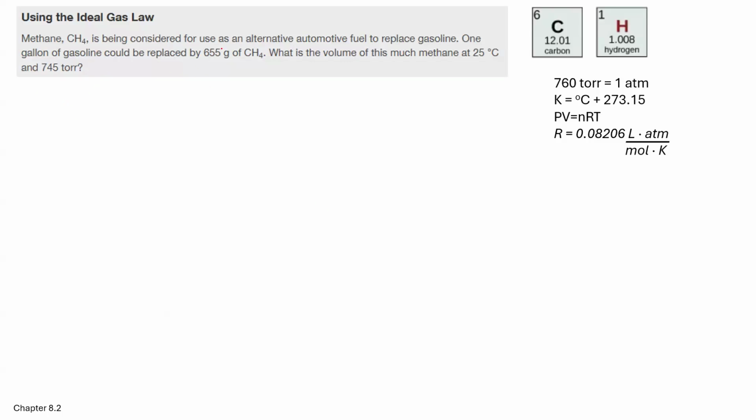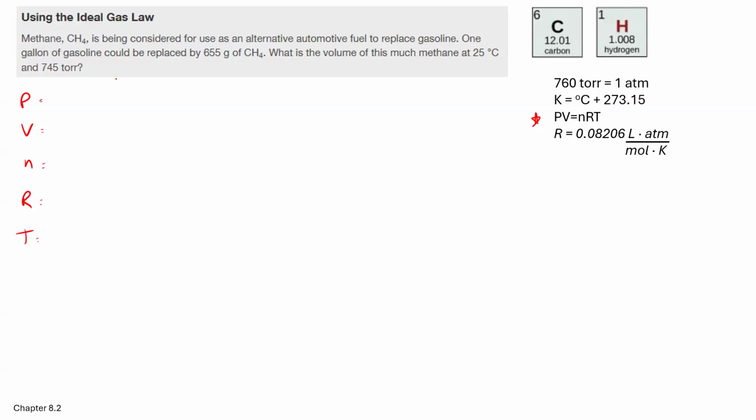All right, so let's try this out. Methane, CH4, is being considered for use as an alternative automotive fuel to replace gasoline. 1 gallon of gasoline could be replaced by 655 grams of methane. What is the volume of this much methane at 25 degrees Celsius and 745 torr? Let's check it out. We're going to use PV equals nRT. Let's write down all the variables. P, V, n, R, T. You might not even know you're supposed to use that.